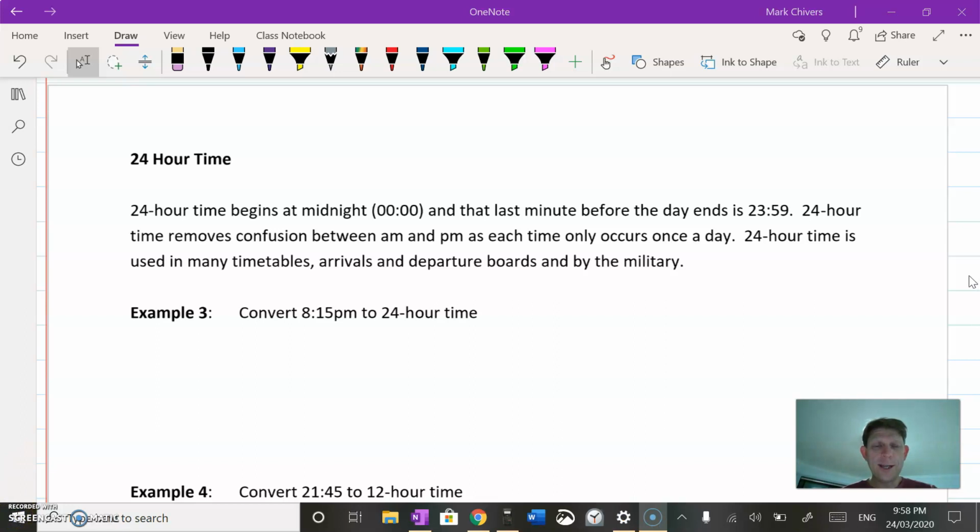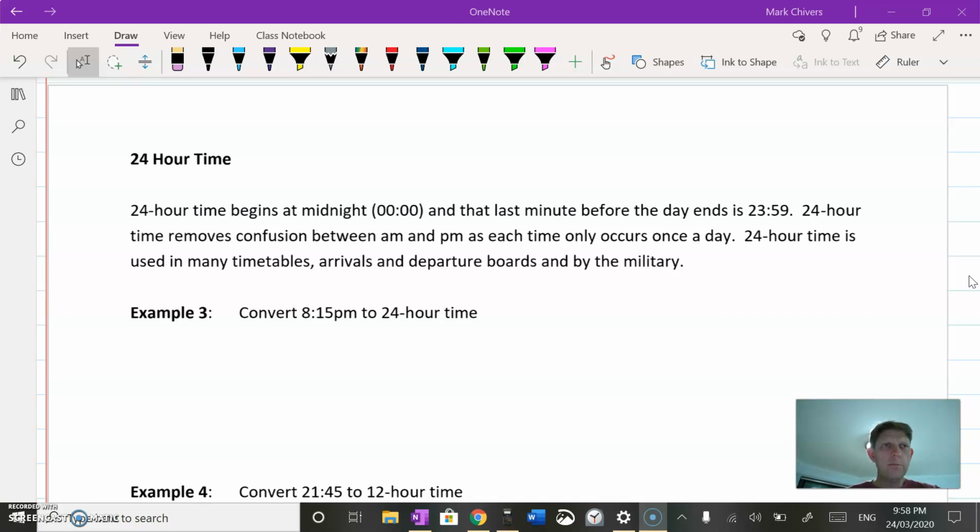So like I was just saying, 24-hour time is used just to remove confusion about whether or not a time is in the morning or in the afternoon. So we just have the day starting at midnight, which is expressed as 0000, and the last minute before the end of the day is 23:59. So generally, obviously the morning's relatively easy with 24-hour time. The time's just the same, but we lose the AM off the end.